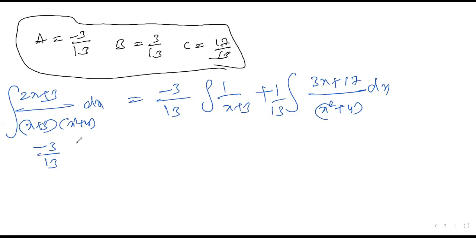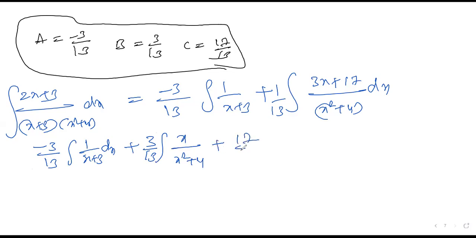Minus 3 by 13 into integration of 1 by (x plus 3) dx, plus 3 by 13 into integration of x by (x square plus 4), plus 17 by 13 integration of 1 by (x square plus 2 square) dx. Still any doubt? No. That's very simple. There is no need to do any complicated things. It's a very simple question now.